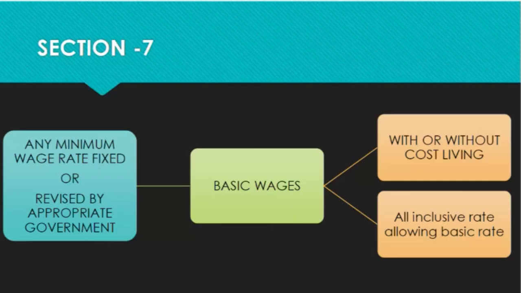So minimum rate will be fixed by the appropriate government based on the basic wages, which will have a plus a cost of living allowance, or without a cost of living allowance. If it is without cost of living allowance, there will be a cash value of food concession or an all-inclusive rate.